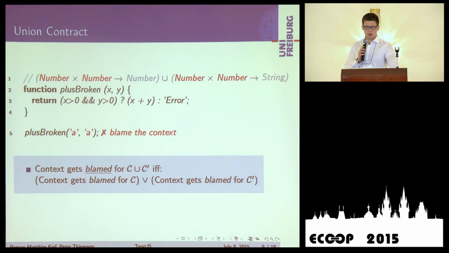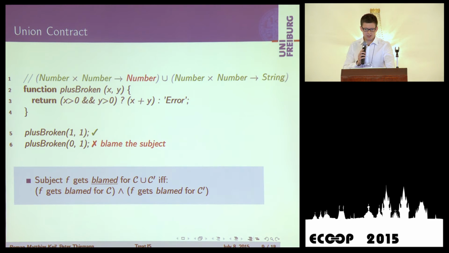And now if we call the plus broken function with two strings, the context gets blamed exactly because the context gets blamed for C or C prime in our situation. And as I mentioned before, the subject of a union may choose either to fulfill the left or the right side, but there's something that is special with union contracts. If we first call the function with two number values, the function returns a number value, and a second call that returns a string value did not satisfy our contract.